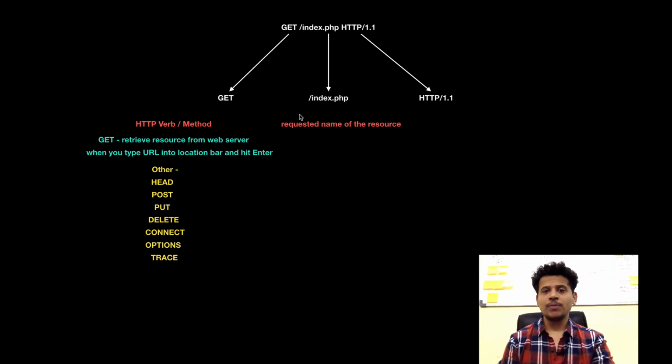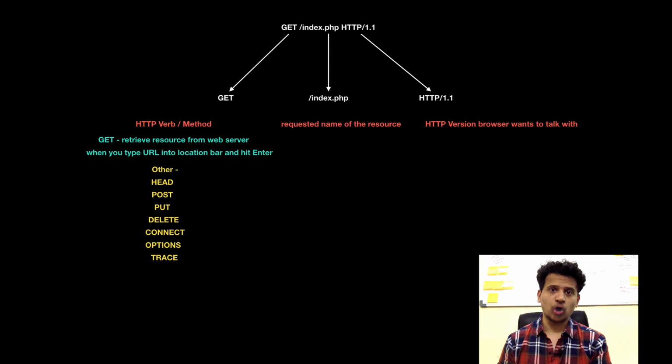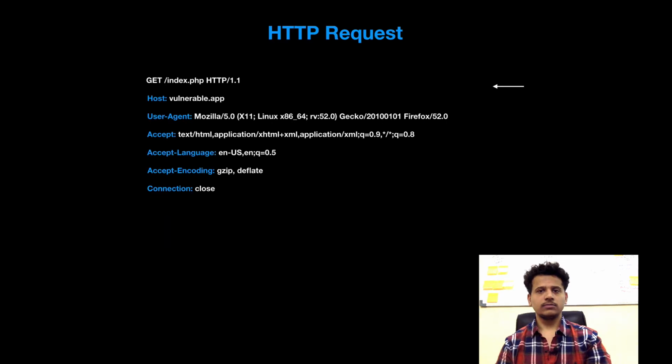Next, there is index.php. It is a resource which we are requesting. After that, there is HTTP/1.1. It is the version of HTTP on which the browser wants to talk. There are some other versions of HTTP also. We'll look at those in upcoming videos.